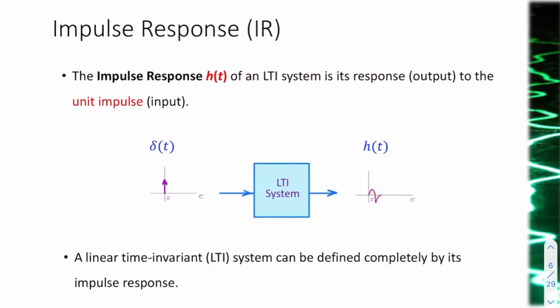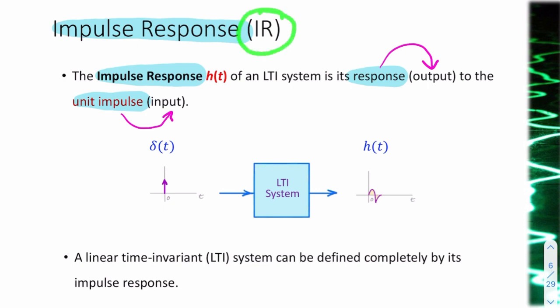So what do we mean by impulse response? Now, what I'm going to say next is really a summary of almost all of this lecture. The impulse response is exactly what it sounds like. The impulse response is the response, and response just means output. That's what response means. It's the output when a unit impulse is applied to the input. So the impulse response is the output when a unit impulse is applied to the input.